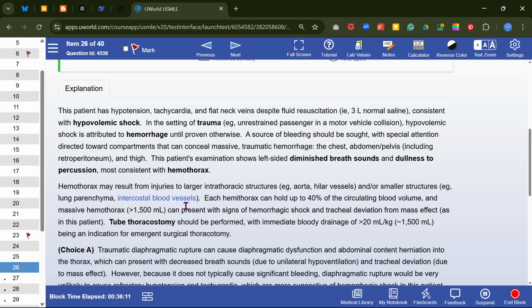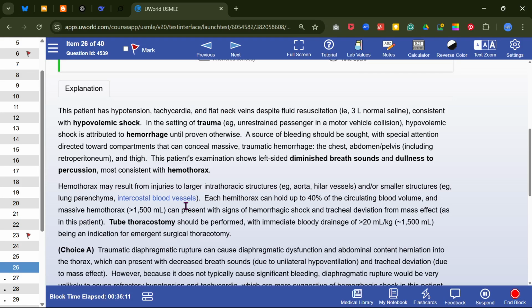Hypovolemic shock is attributed to hemorrhage until proven otherwise. A source of bleeding should be sought, with special attention directed towards a compartment that can conceal massive traumatic hemorrhage: the chest, abdomen, pelvis, including retroperitoneum, and the thigh. This patient shows left-sided diminished breath sounds and dullness to percussion, most consistent with hemothorax.